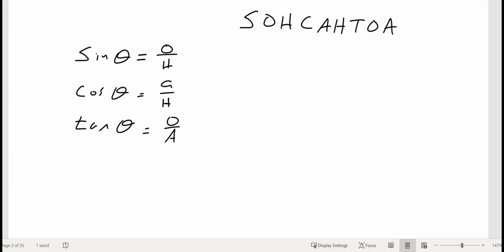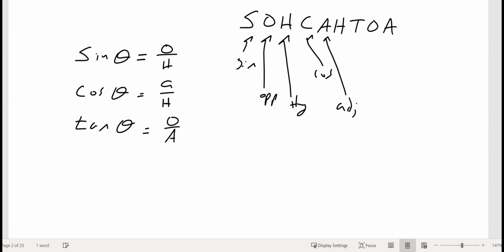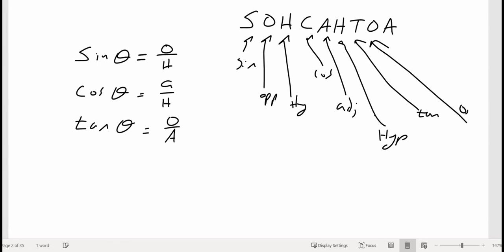They remember it. And it's sine, right? Opposite hypotenuse. So sine equals opposite over hypotenuse. And then cosine is the adjacent over the hypotenuse. And then tangent is the opposite over the adjacent. Okay? So it just kind of gives an order of which ones are connected to what.